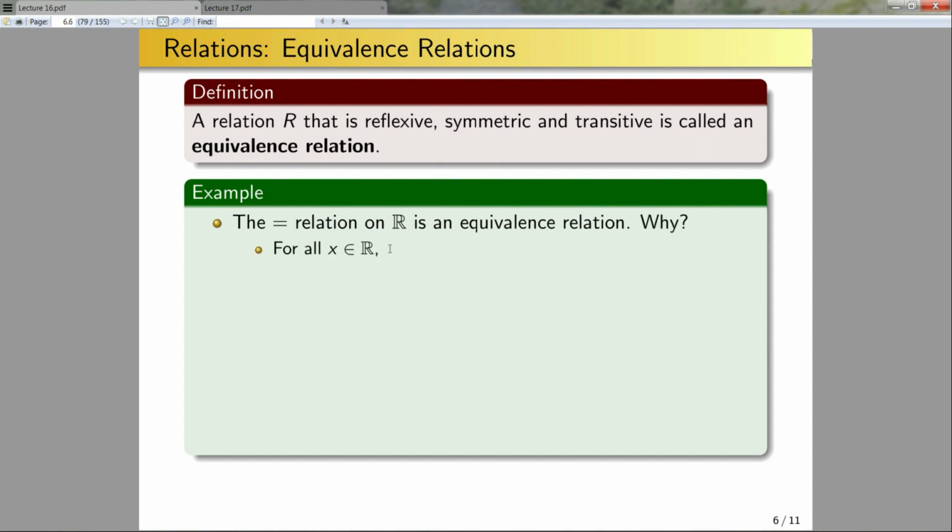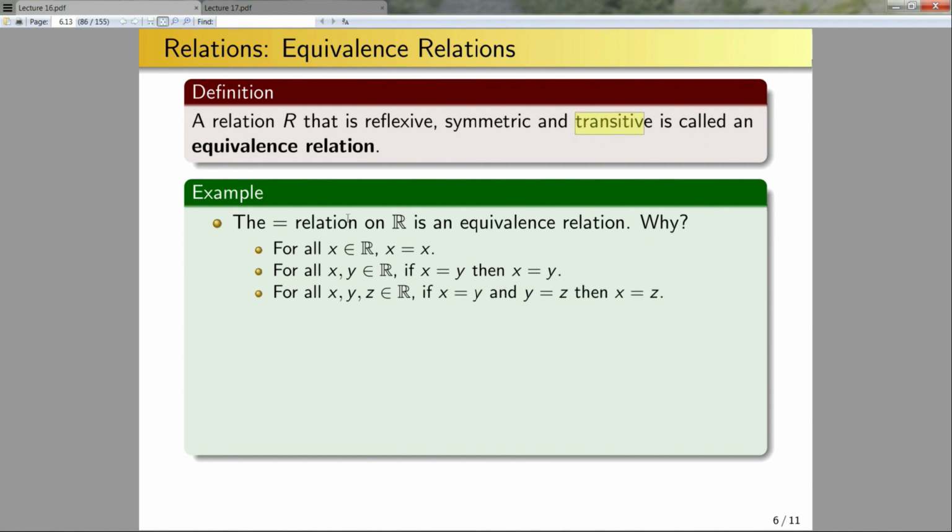Why? Well, for all x in R, x is equal to x, therefore this is reflexive. Further, for all x and y in R, if x is equal to y, then y is equal to x, therefore it's symmetric. And finally, for all x, y, and z, if x is equal to y and y is equal to z, then x is equal to z, therefore this is transitive. Thus, equals is an equivalence relation. That's kind of where we get the name from.